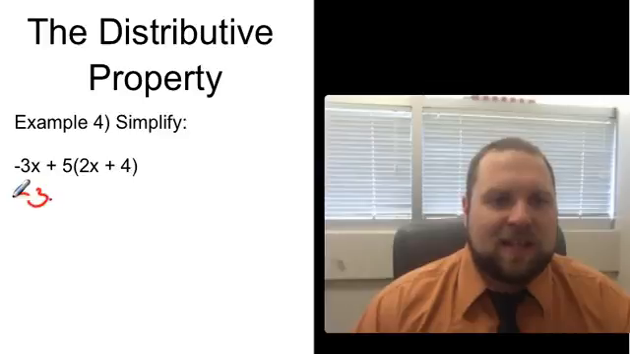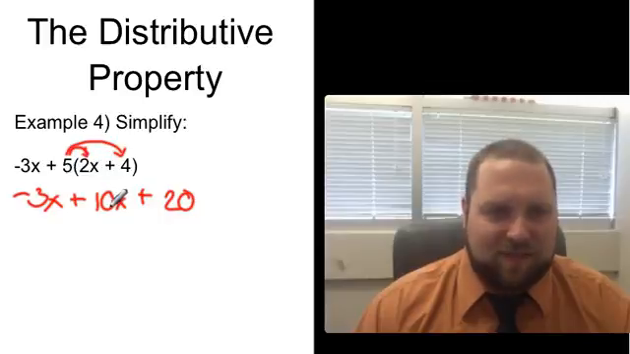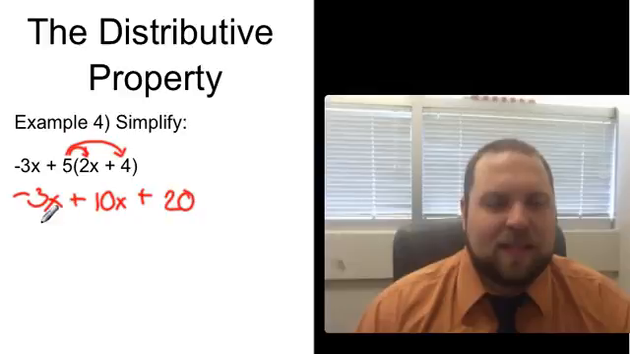So here I've got negative 3x plus, and now what I'm going to do is distribute that 5 first through the problem. 5 times 2x is 10x plus 5 times 4, which is 20. So I distributed the 5. Again, 5 times 2x is 10x. 5 times 4 is 20. Now I can combine like terms.